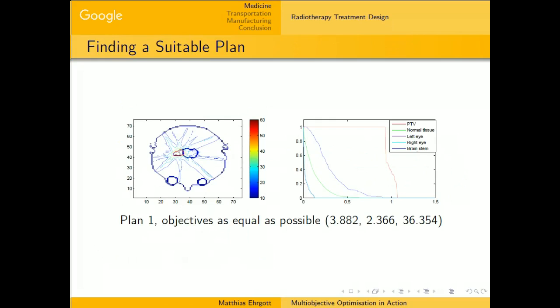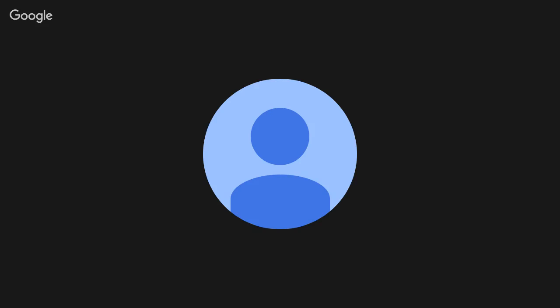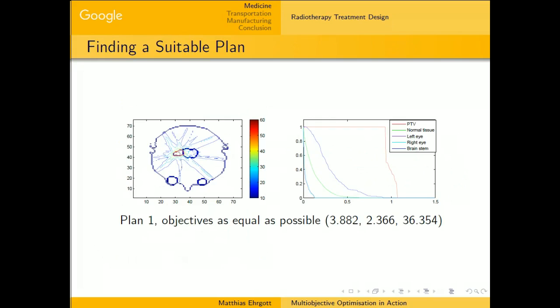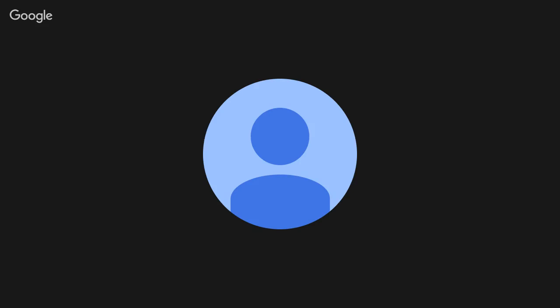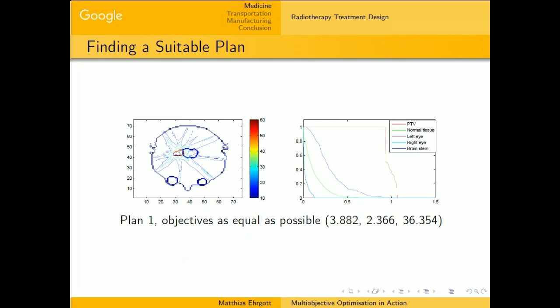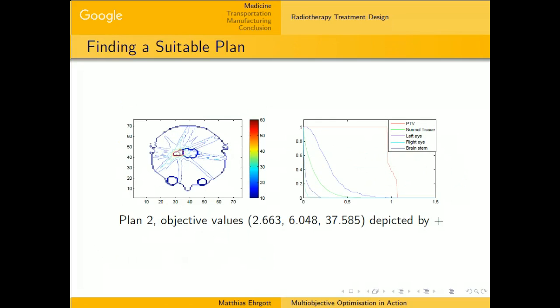Now, I might think the 3.8 is a bit high. There is some point in the tumor where we almost drop below the actual goals that we wanted to deliver. So we would like to improve that. So we can now tell the system, now find us the set of plans where the first objective is better. Right?